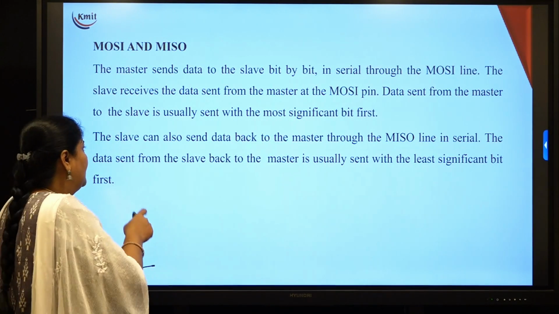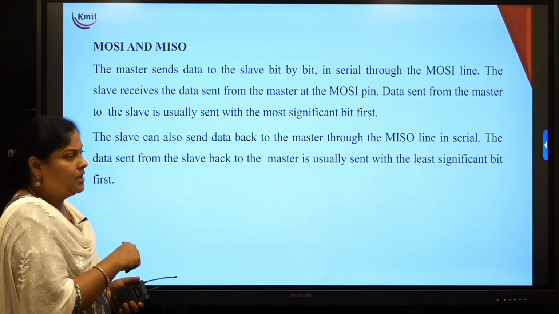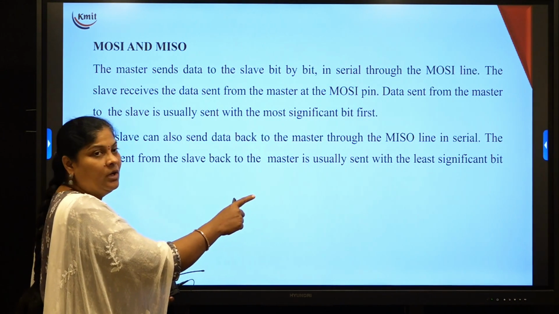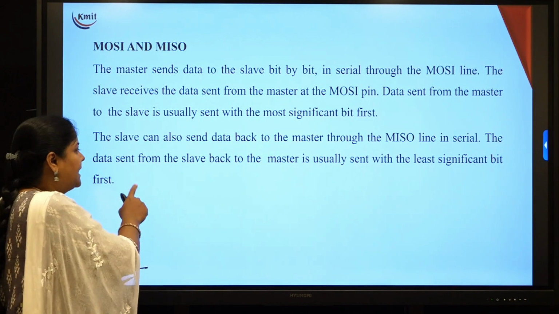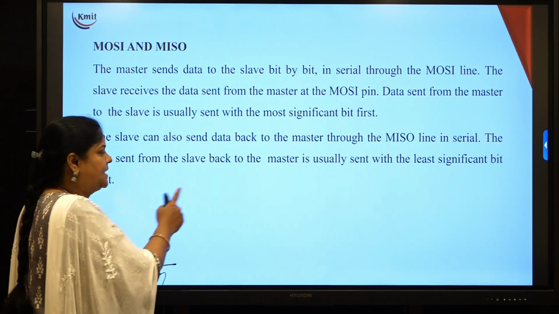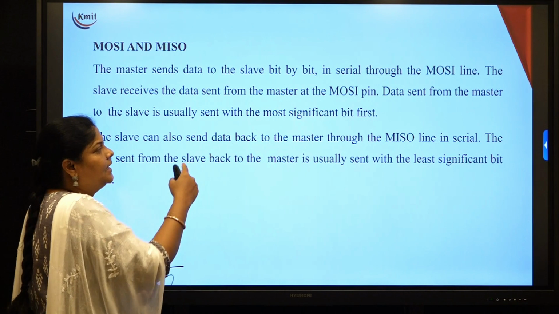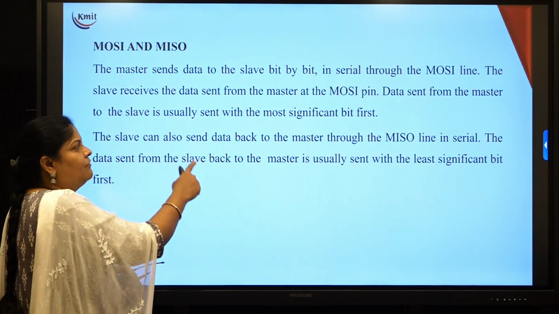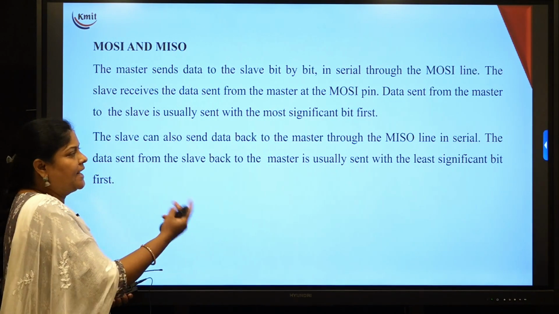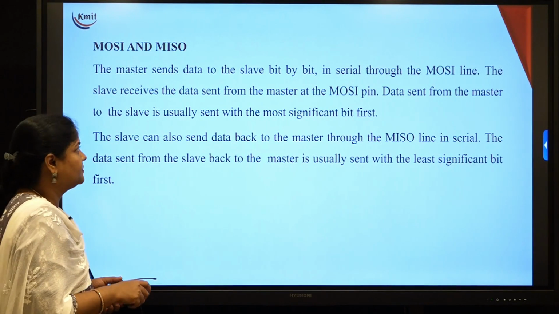This is important. Whenever data is sent from master to slave, it is usually sent with the most significant bit first. In the same way, the slave can also send data back to the master. That is done using the MISO line, or pin, in serial fashion. The data sent from the slave back to the master is usually sent with the least significant bit first. So here are the two things: if data is sent from the master to the slave, we send it with the most significant bit first; if the slave wants to send data back to the master, then the least significant bit first is used.